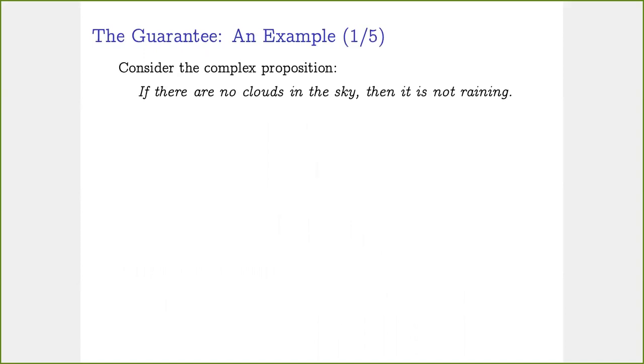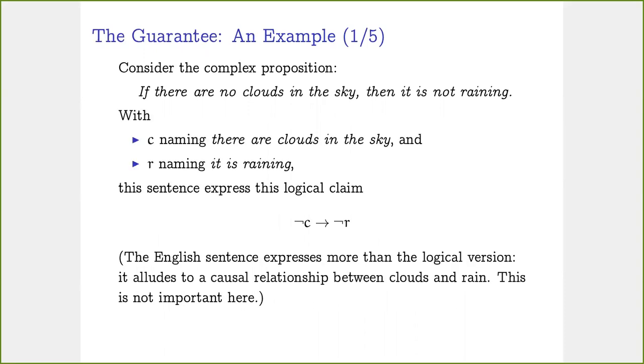Okay, consider the complex proposition: if there are no clouds in the sky, then it is not raining. With C naming there are clouds in the sky, and R naming it is raining, those are simple propositions. This sentence expresses this logical claim: not C implies not R. The English sentence expresses more than the logical version. It alludes to a causal relationship between clouds and rain. This is not important here. Let's consider how each row of the truth table relates to this proposition.